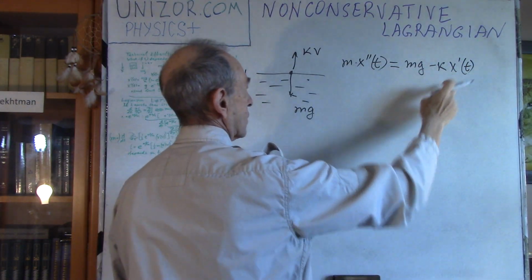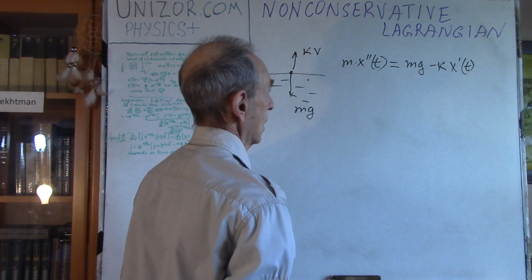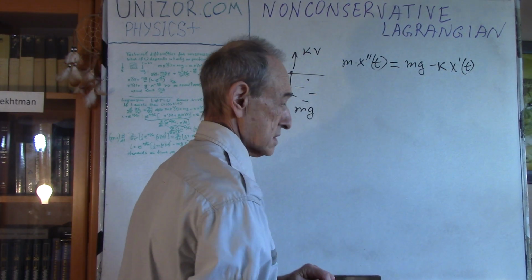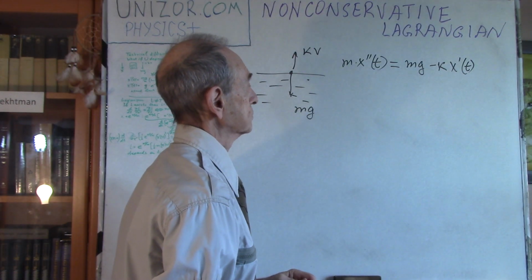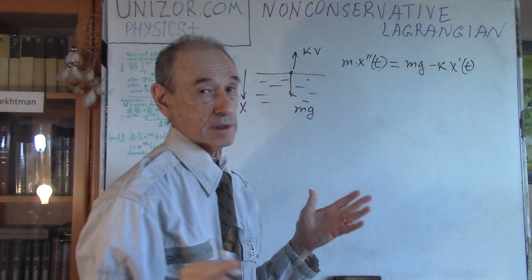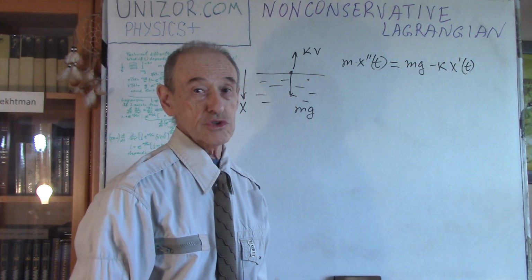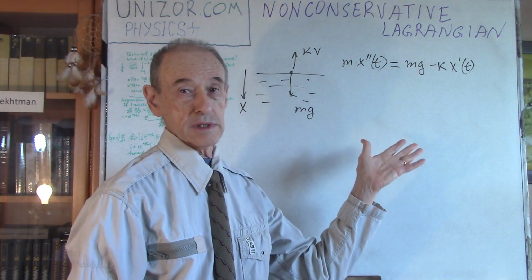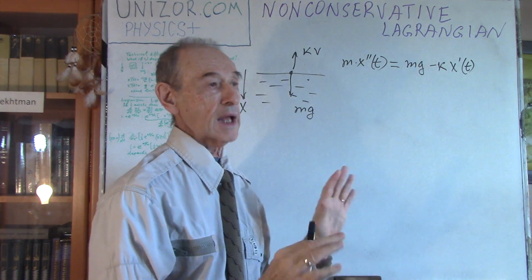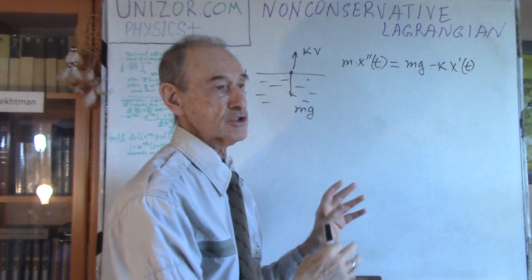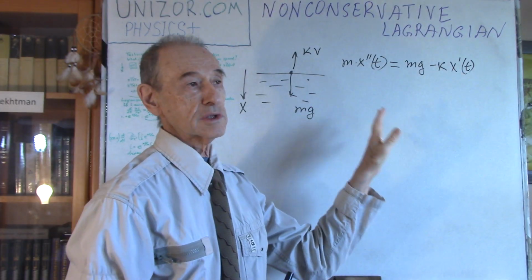Speed is the first derivative of position. So this is my second Newton's law, and it's actually a rather simple differential equation. I'm basically not going to solve it, I'll just give you the result, because the solution is completely outside of the scope of this lecture. It belongs to differential equations, and it's easy.